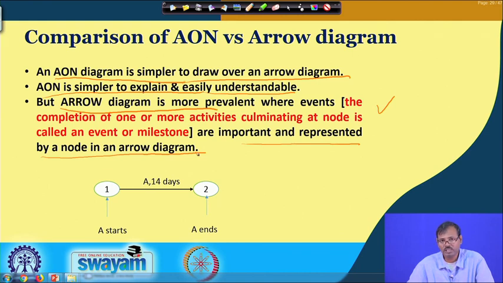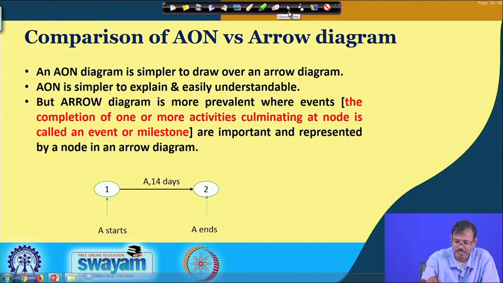So, though dummy jobs are there and it is difficult to place those dummy jobs manually, if it is carried out, then the analysis in a computerized system is easier for the arrow diagram than the AON diagram.